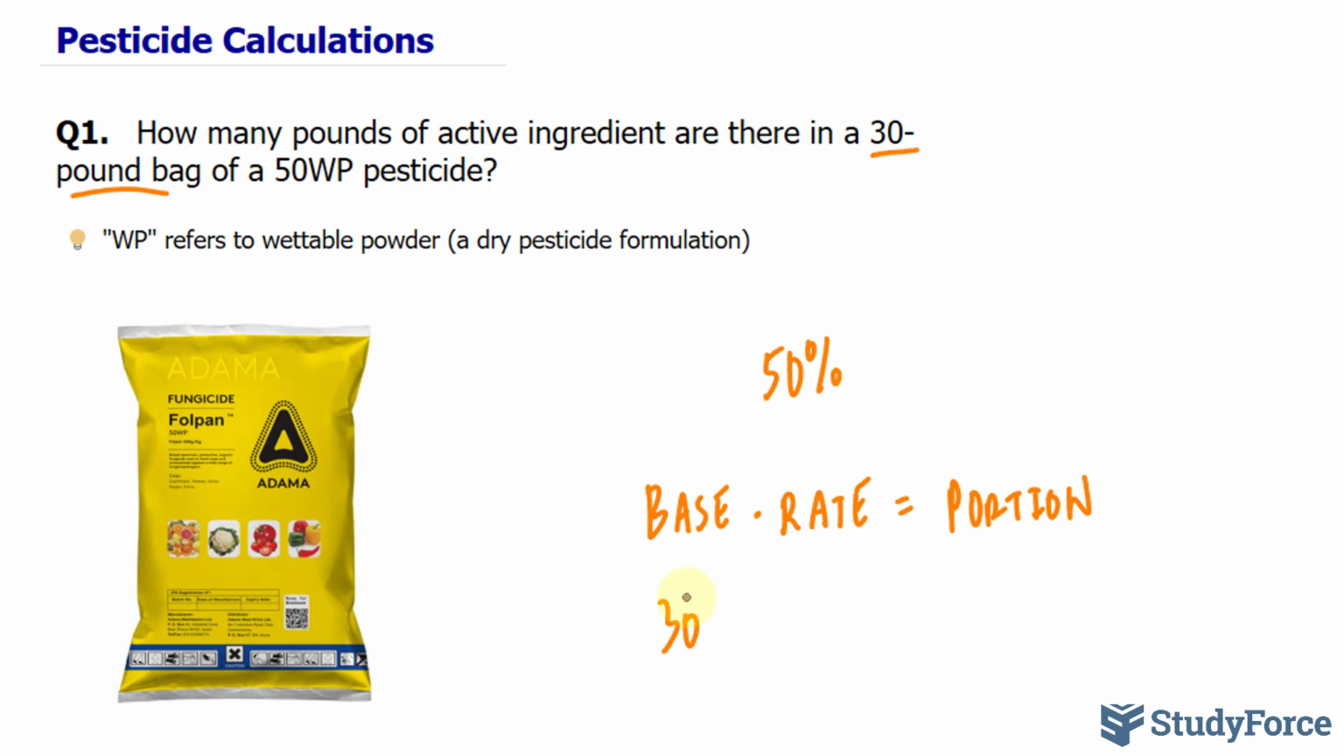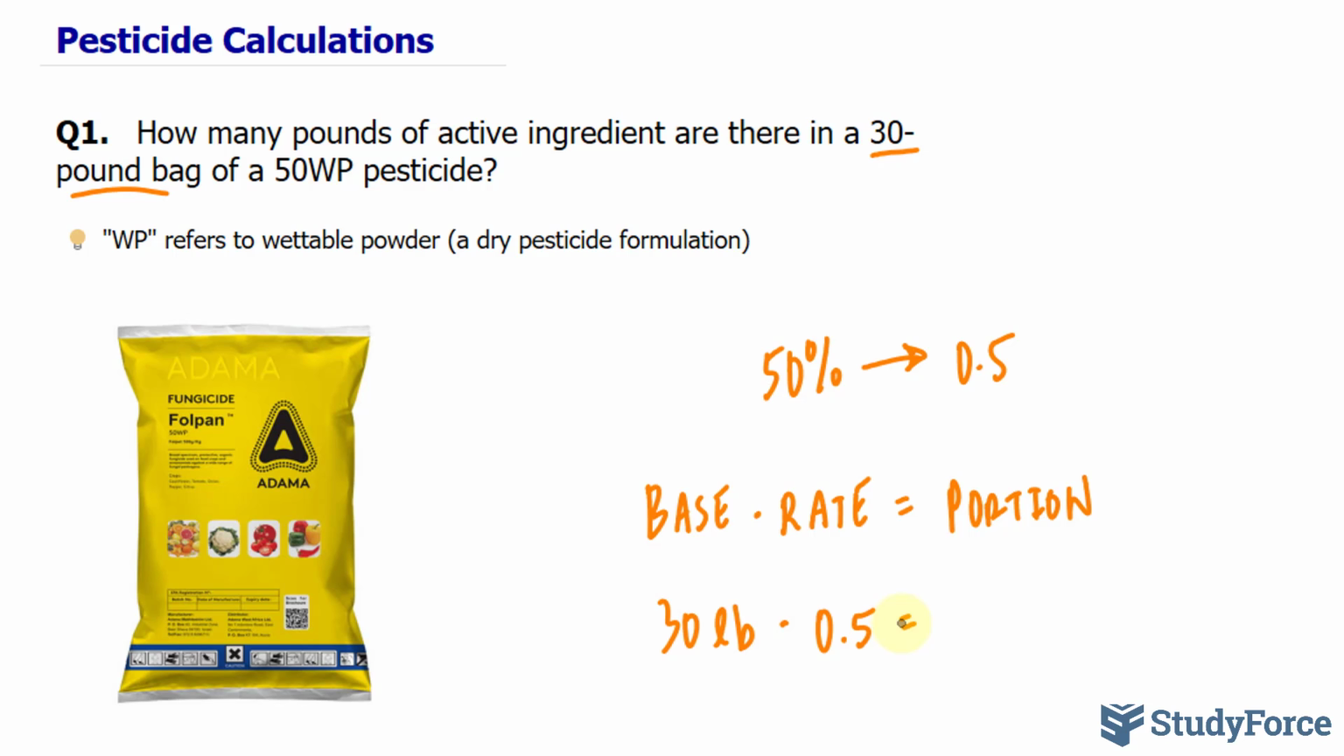So we take the 30 pounds and we multiply it by 50%. 50% needs to be converted to a decimal, so 0.5. Simply divide it by 100%, you get that value. So we take the base value, multiply it by 0.5, and this will give us the portion of this bag that is pesticide only.